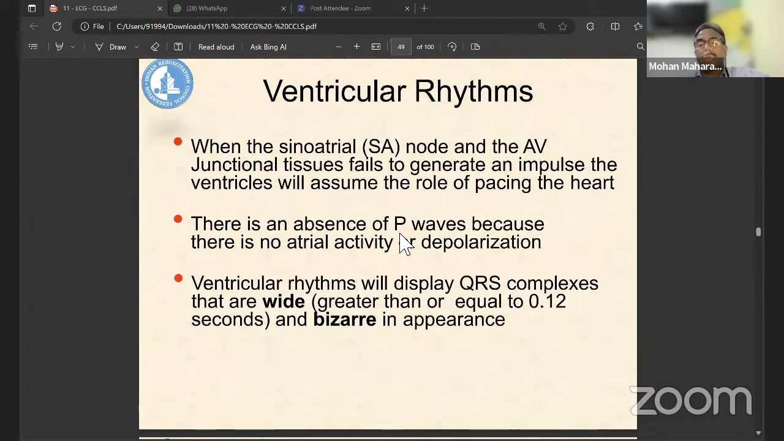So now we have finished atrial. Let us come to ventricular rhythms. When the SA node and AV junction tissues fail to generate an impulse, the ventricle will assume the role of pacing the heart. As we told you, we showed three pacemakers: the atrial pacemaker, the ventricular pacemaker, and the wall of the ventricle. The three levels of the rates have been said. So here, there is an absence of P wave because there is no atrial depolarization. So ventricular rhythms will display QRS complexes that are wide, greater than 0.12, and bizarre in appearance.